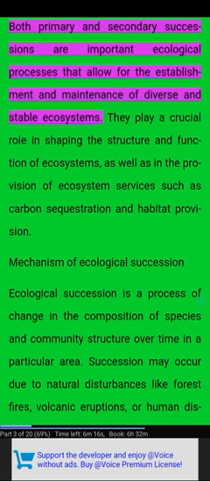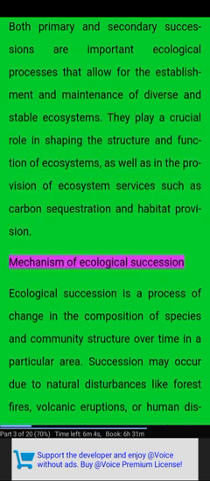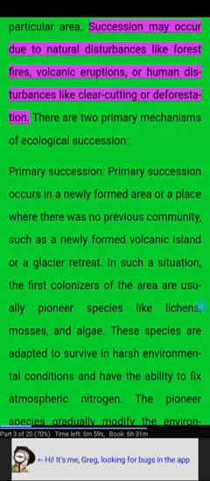Both primary and secondary successions are important ecological processes that allow for the establishment and maintenance of diverse and stable ecosystems. They play a crucial role in shaping the structure and function of ecosystems, as well as in the provision of ecosystem services such as carbon sequestration and habitat provision. Mechanism of ecological succession. Ecological succession is a process of change in the composition of species and community structure over time in a particular area. Succession may occur due to natural disturbances like forest fires, volcanic eruptions, or human disturbances like clear-cutting or deforestation. There are two primary mechanisms of ecological succession.